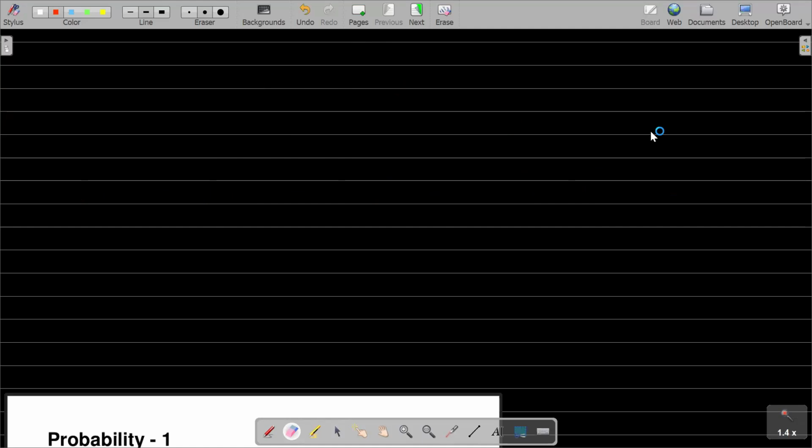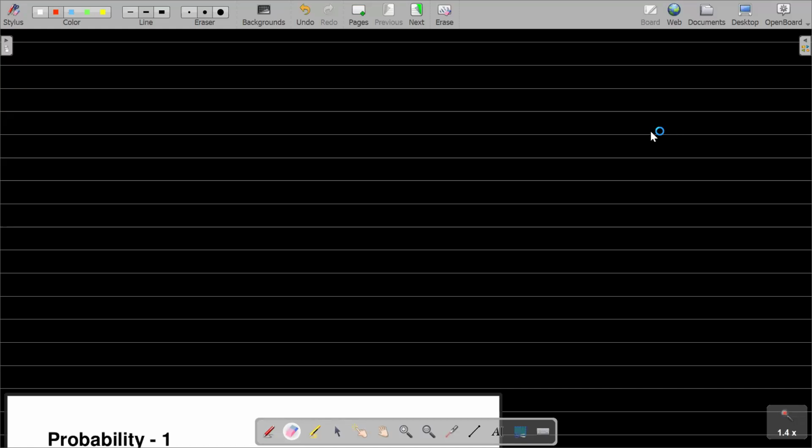Today, although this is called a probability revision class, it is not exactly a class of probability, and I'll explain why, or you will find out in the due course of the session as to why this is not exactly probability revision. But because this class is called a revision of probability, let's do a quick recap of what probability is.